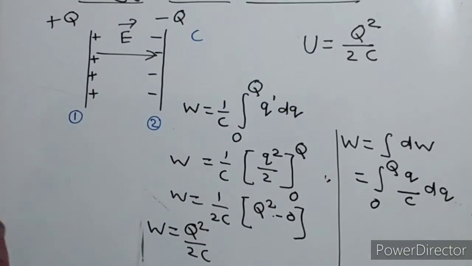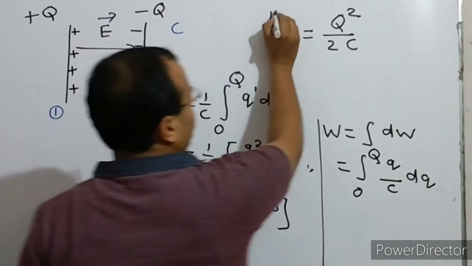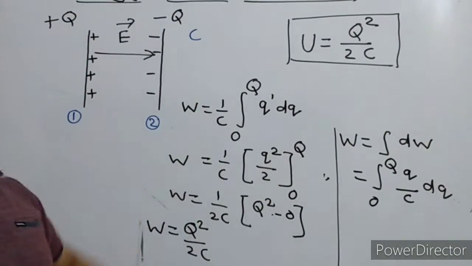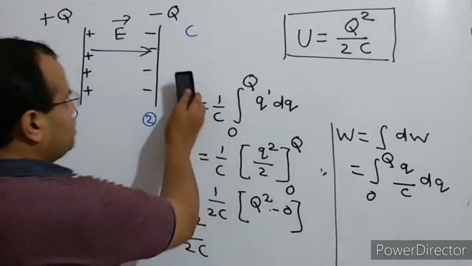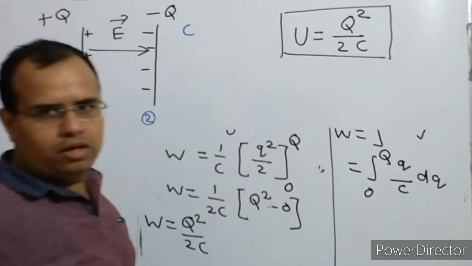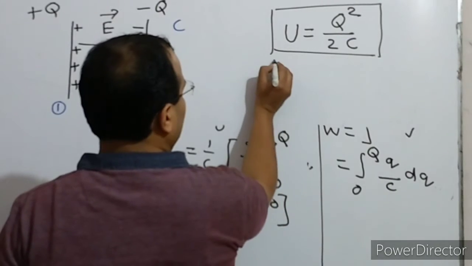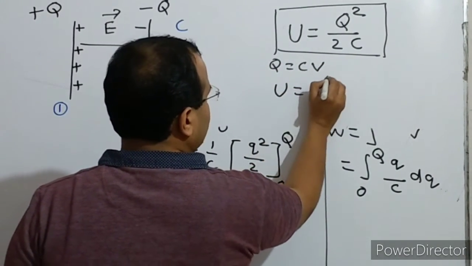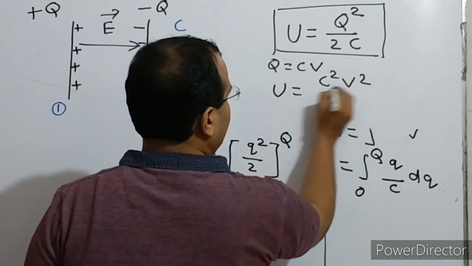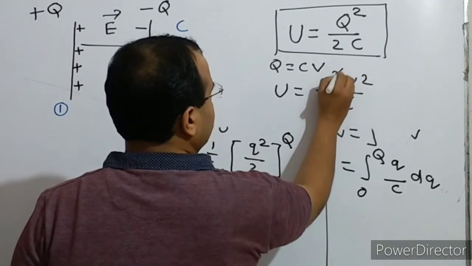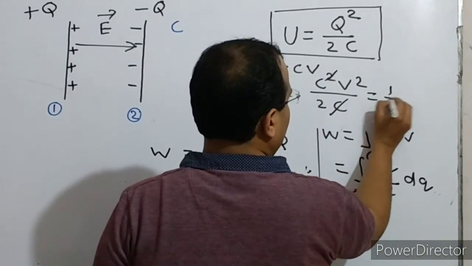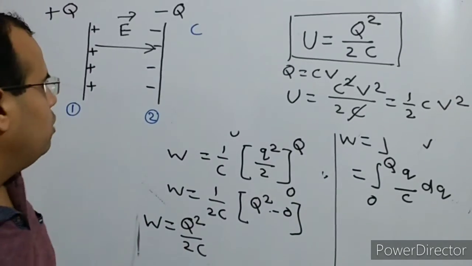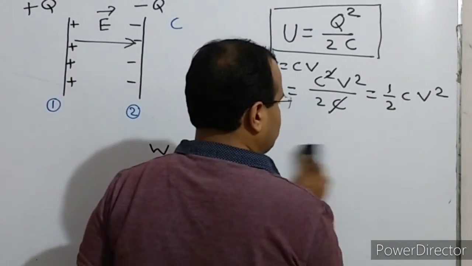We know that this is one expression for the potential energy or the energy stored in the capacitor, because the work is only stored in the form of energy. We also know that Q is equal to C into V. So we can write U is equal to C square V square divided by 2C. C and C are cancelled. So it is equal to 1 upon 2 CV square. This is also one more expression for energy stored in the capacitor.